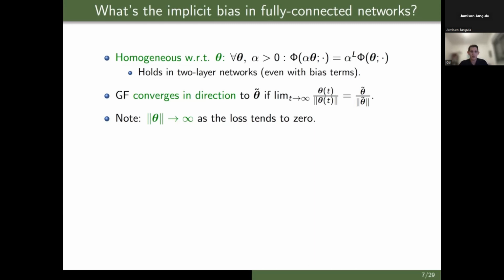So typically, the norm of theta will go to infinity, but since we will consider homogeneous networks, we will not really care about the norm of the parameters. We will only care about the direction of the parameters, because the scale of the parameters only affects the scale of the output, and it does not affect the sign of the output, and therefore it does not affect classification. So we will only care about the direction of theta.